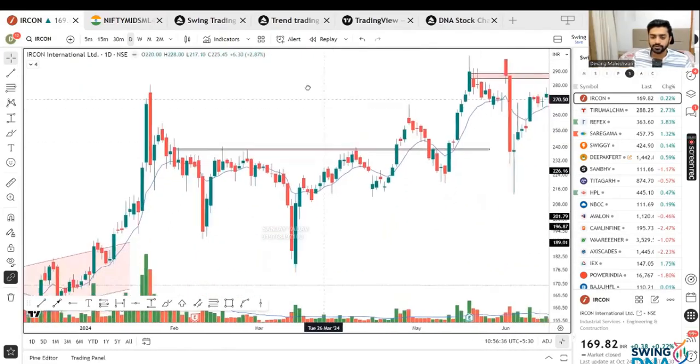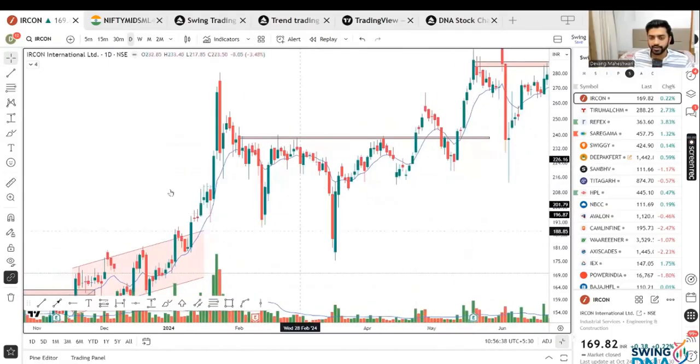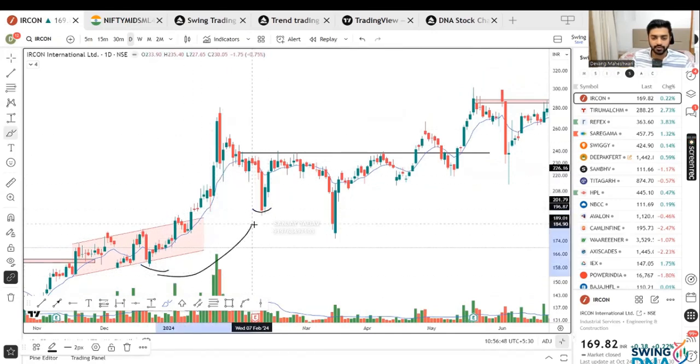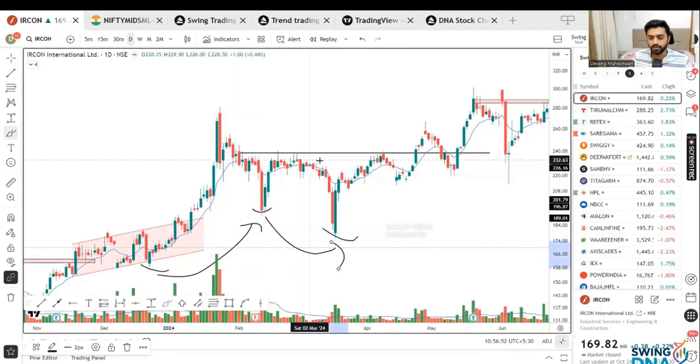This is a very good example of how a very neat kind of structure forms. Here you can see it started making a low. After that, this was still a higher low. Here it again went down in the overall correction. It becomes a lower low.